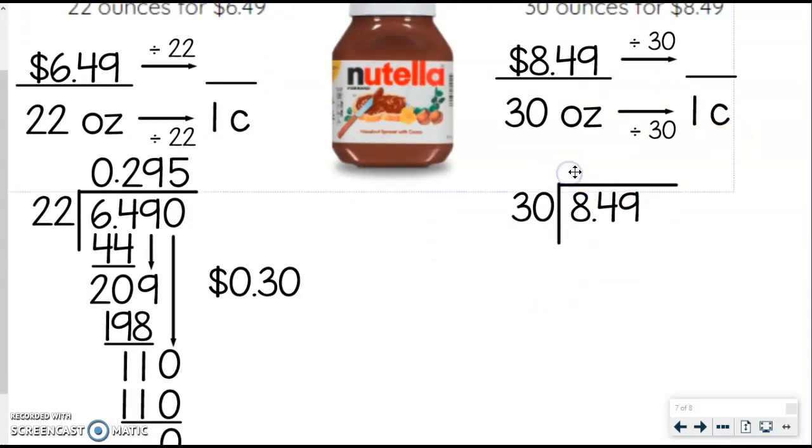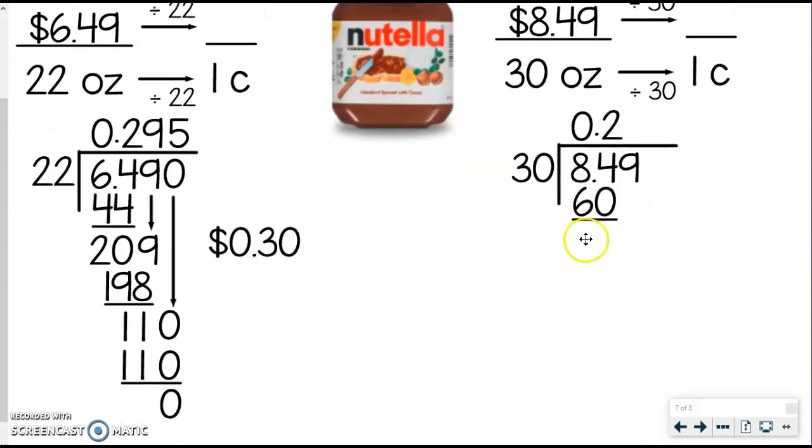We've got 0 here because 30 doesn't fit into 8. Pop up the decimal. 30 fits into 84 2 times. 2 times 30 is 60. Subtract, we get 24. We're going to bring down that 9. So I use the strategy of covering up the 9 and the 0 and think, okay, how many times does 3 fit into 24? So 3 fits into 24 8 times. 8 times 30 now, so we just add that 0 at the end, is going to be 240.